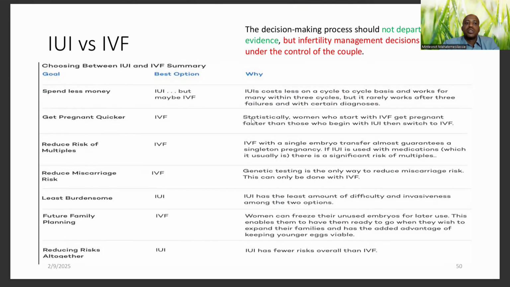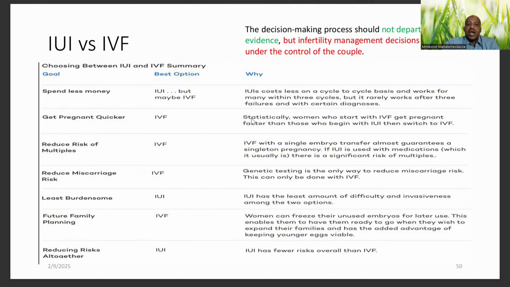If they want to reduce risk of multiple pregnancy, IVF is preferred because in IVF, especially in modern ART treatment, single embryo transfer is preferred. So with that, you can control the number of pregnancies. But in IUI, you cannot control this. To reduce the risk of miscarriage, IVF is much preferred, especially in a place where you do pre-implantation genetic testing.